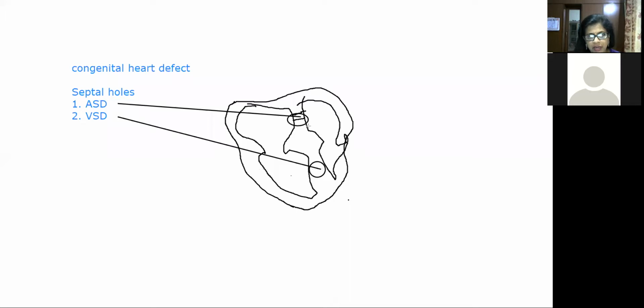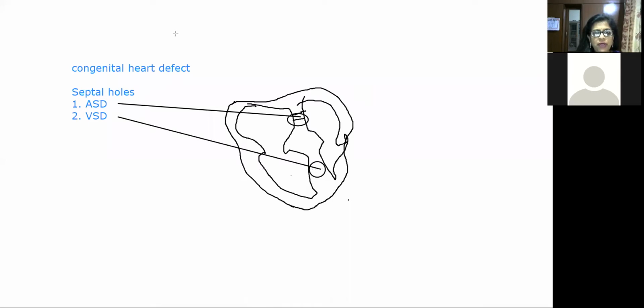I can show one circle here. There may be an opening here in the two atria. It's called ASD. This is called VSD, ventricular septal defect. If there is ASD, both can be possible, or one is present by birth. Child may be having one problem, right?